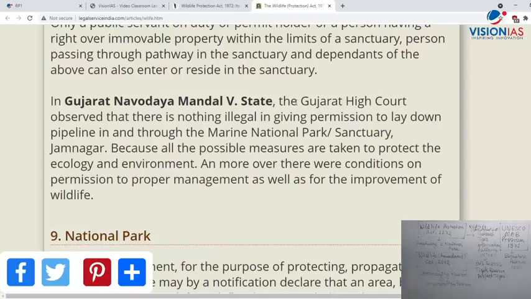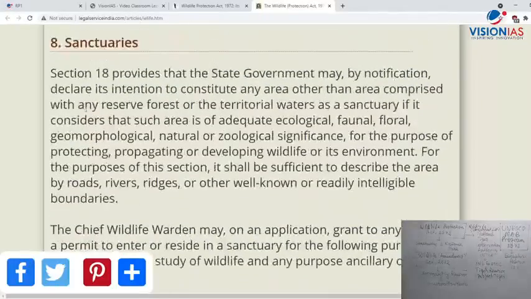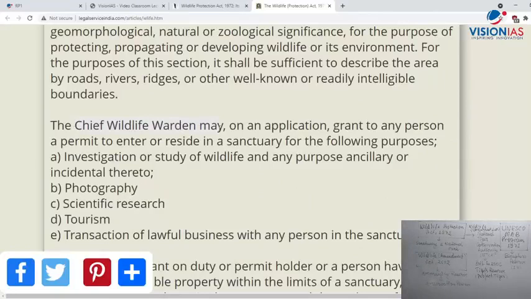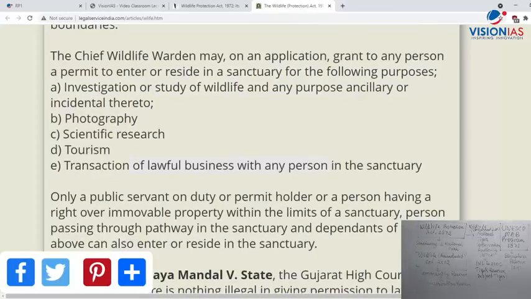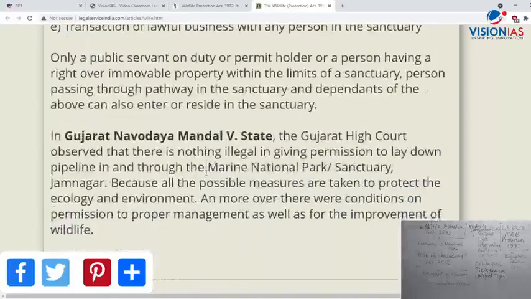What this government has said, Gujarat High Court observed that there is nothing illegal in giving permission to lay down pipeline in and through the Marine National Park Sanctuary in Jamnagar, right? Because under the law, the court will always look into the law. Here, the Chief Wildlife Warden, if there is an application, can allow some kind of a lawful business within the sanctuary there. And also their public servant, there can be property or something, sanctuary is there, person living in that. There is a case law there.